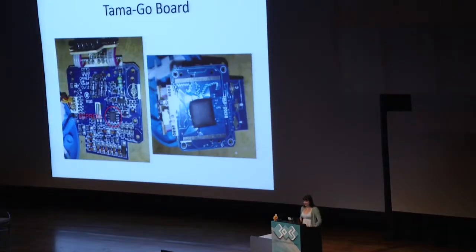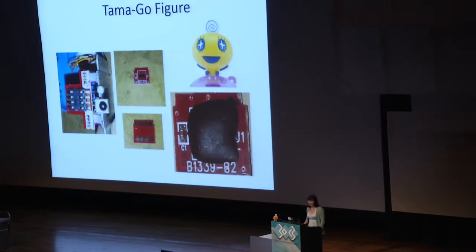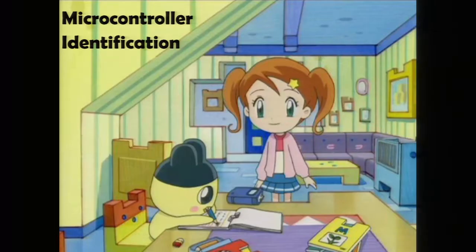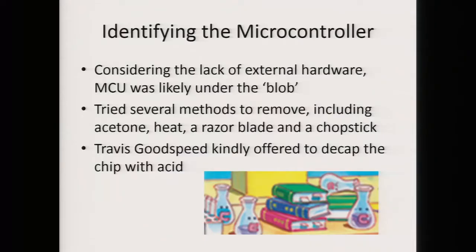The other thing on the right side is the blob, and since there's no visible microcontroller on the board, it seemed pretty clear that the microcontroller was under there. I also took apart a figure. What was kind of interesting is there's two types of figures. There were some with an unpopulated PCB, and then there were some with a blob, which I assumed had mask ROM underneath it. So the first thing I needed to do was to identify the microcontroller.